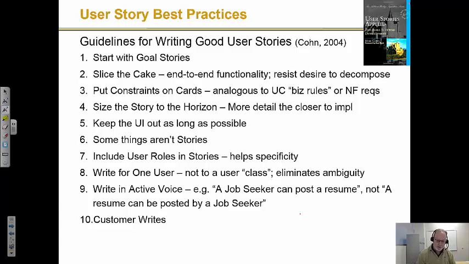Again, we've talked about including user roles and stories. We talked about that, all right. Write for one user, trying to eliminate classes of users, trying to eliminate that ambiguity.